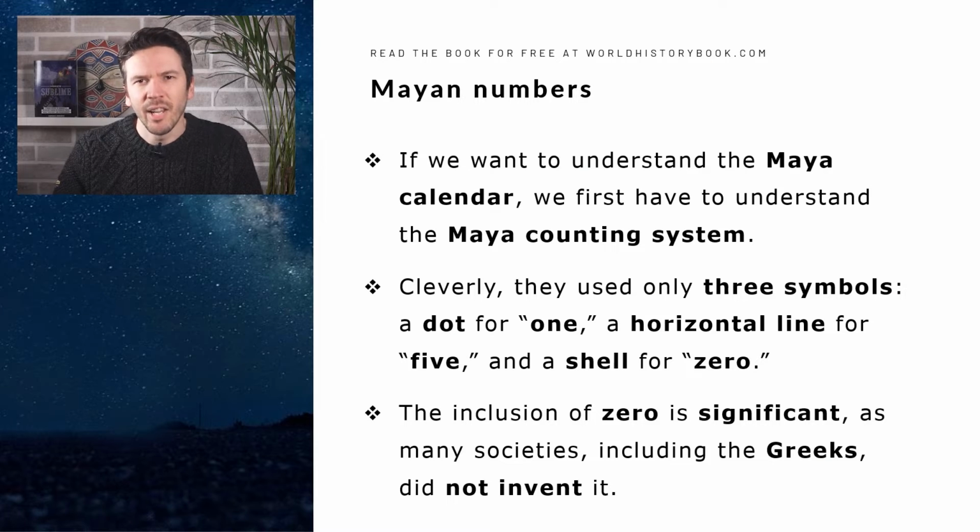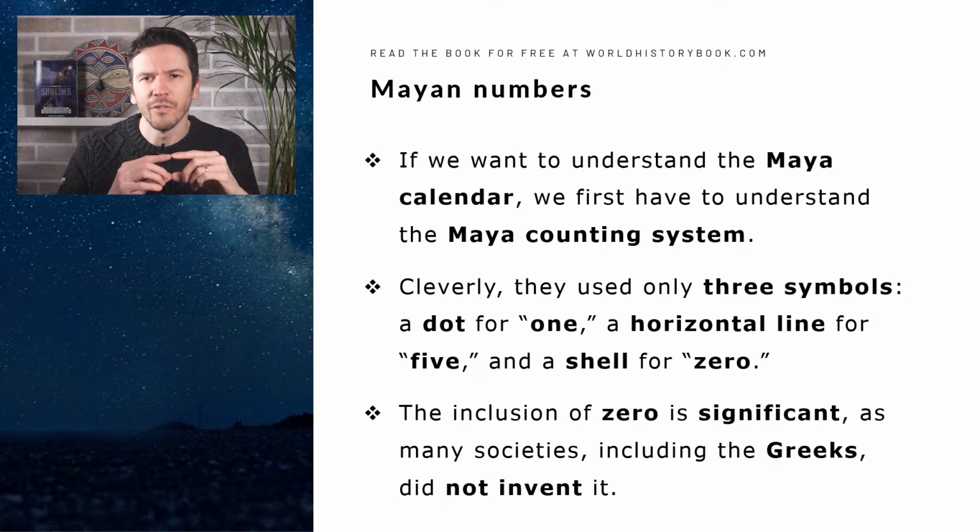Let's start. If we want to have any chance at understanding the Maya calendar, we first have to understand their counting system. Cleverly, they used only 3 symbols: a dot for 1, a horizontal line for 5, and a shell for 0. The inclusion of 0 here is significant, as many civilizations, including the Greeks, who are so well known for their mathematics, did not invent the 0.